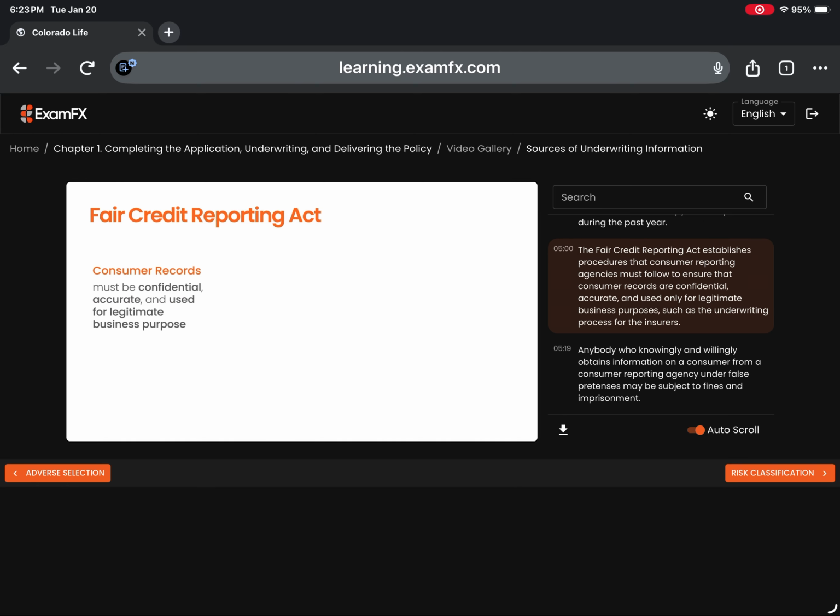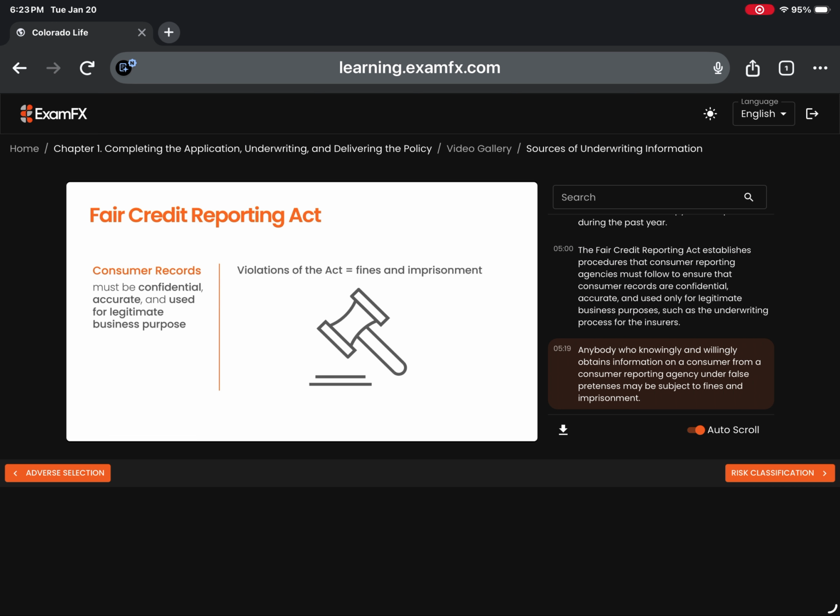The Fair Credit Reporting Act establishes procedures that consumer reporting agencies must follow to ensure that consumer records are confidential, accurate, and used only for legitimate business purposes, such as the underwriting process for the insurers. Anybody who knowingly and willingly obtains information on a consumer from a consumer reporting agency under false pretenses may be subject to fines and imprisonment.